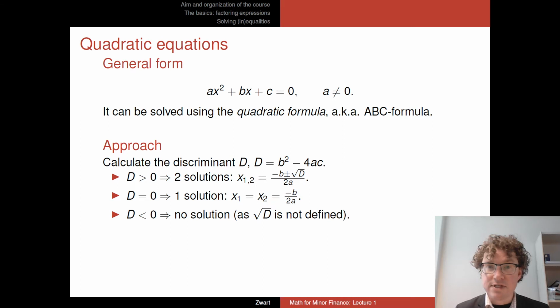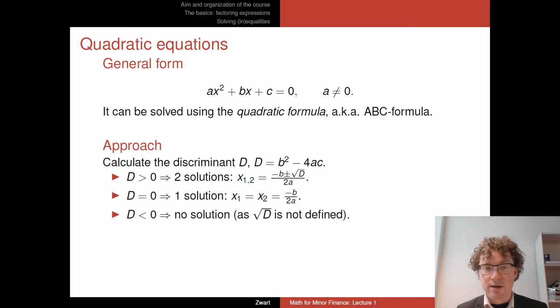On the other hand, if this d, b squared minus 4ac, this discriminant expression over here, turns out to be 0 for your particular problem, then there's just going to be one solution. So you might say x1 and x2 are the same actually. The solution is going to be minus b divided by 2a.